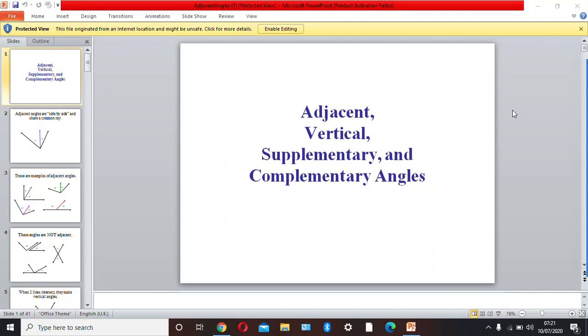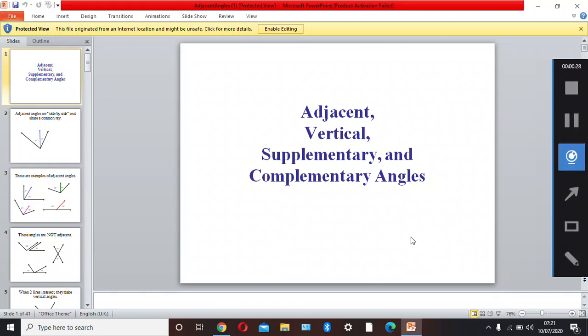This is math class. Today we want to look at adjacent angles, vertical angles, supplementary and complementary angles. Okay, let's go straight into the class. Look at this.